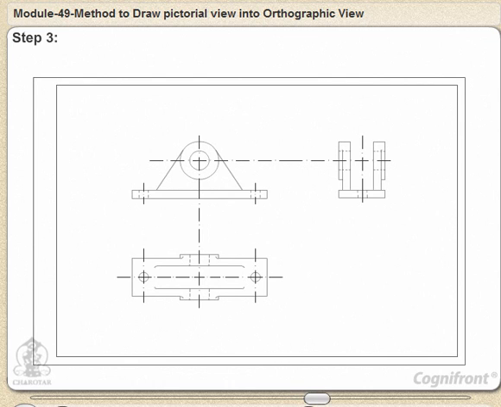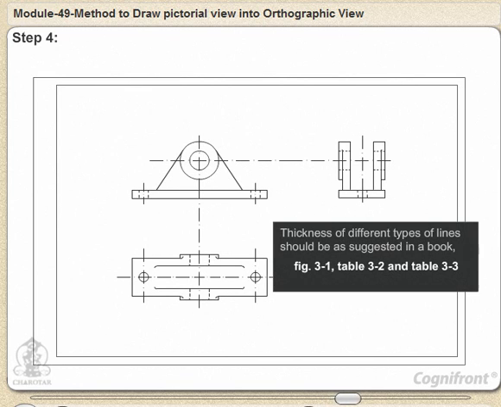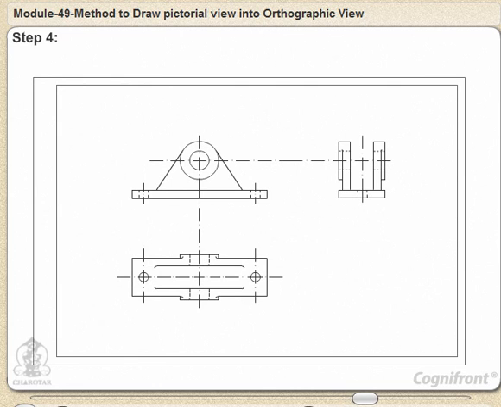Step 4. Clean the drawing paper. Fair first circles. Complete the views by fairing various lines. The thickness of the different types of lines should be as suggested in the figure as per the given tables. The lines should be clean, dense and uniform.